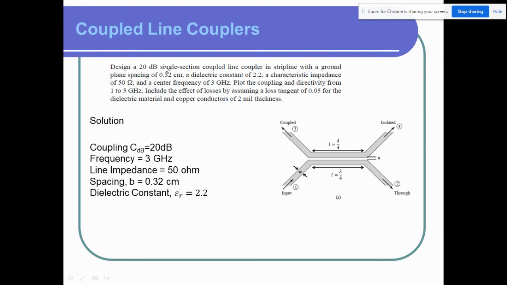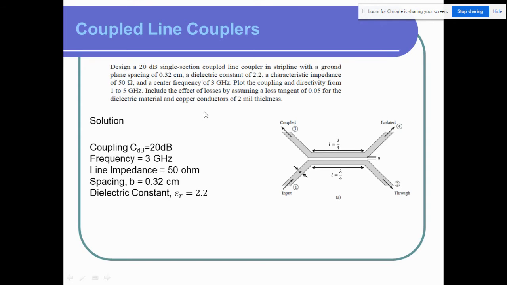A long time ago, actually, I taught you how to design this one. However, the dielectric you need to go back actually to learn about it, but no need to be concerned so much about it. So the ground plane spacing b is given, and the dielectric constant is given. A characteristic impedance of 50 ohm is given, and the center frequency of 3 gigahertz. So no need for this part. We will solve only this part.